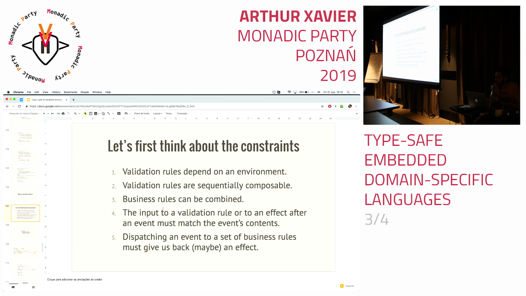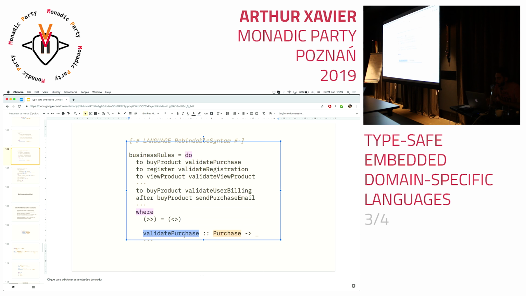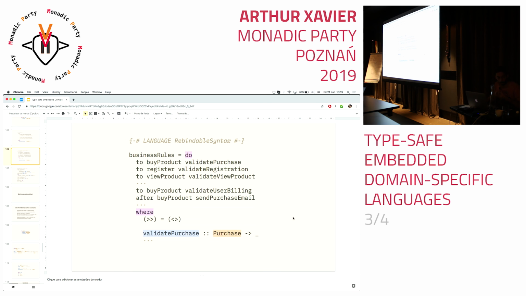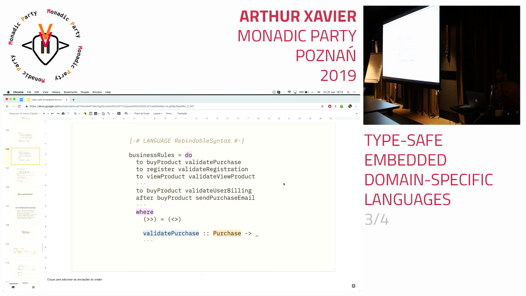So how exactly do we go about matching these two things here? How exactly do we go about matching the purchase that's contained inside the buy product event with the purchase that is needed by this thing here? Anybody has any ideas? And it's important that we see here that all of these events have different contents, right? So we cannot parameterize the whole business rule type by an event, by the contents of an event, because we must be able to combine different event types here. Does anybody have any idea?